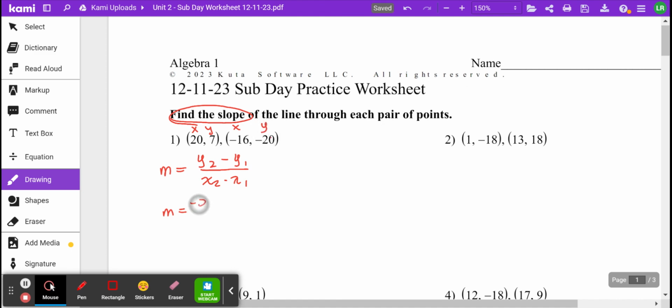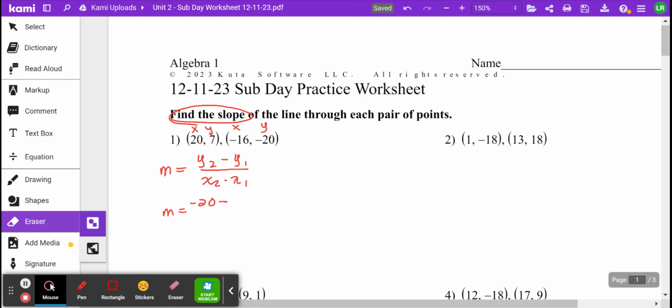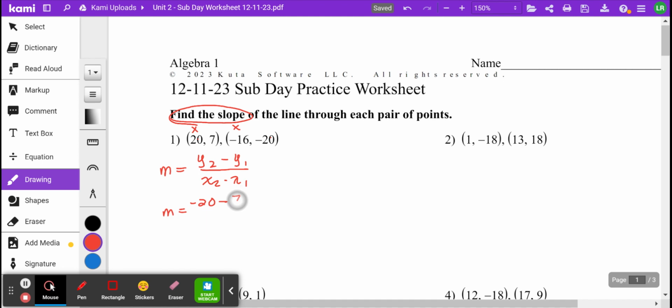So I have negative 20 minus positive 20. Excuse me. Goodness gracious, great balls of fire. Start again. Negative 20 minus 7. Got to subtract the y's. And then on the bottom, I have my x's. Now, since I started with negative 20, I have to start with negative 16. So I have negative 16 minus 20. So negative 20 minus 7 is negative 27. Negative 16 minus 20 is negative 36.